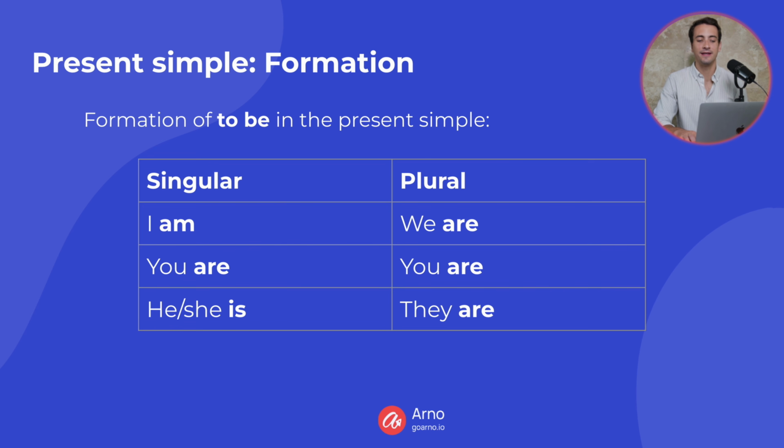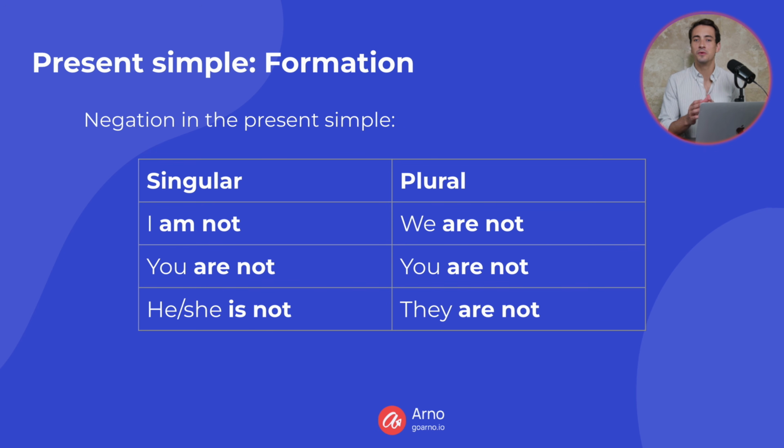In order to negate verbs in the present simple, all you do is add not at the end. So, I am not. You are not. He or she is not. We are not. You are not. They are not. Very simple.